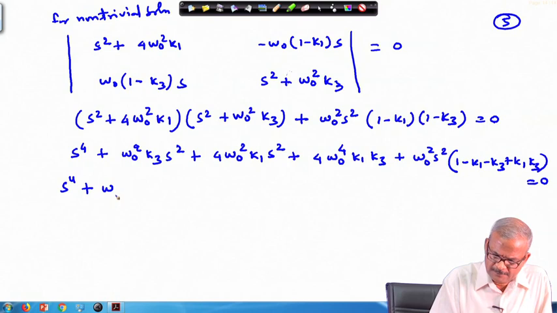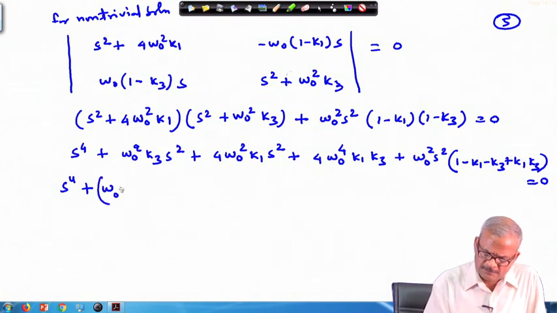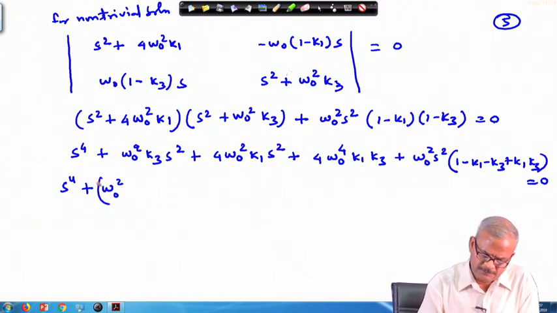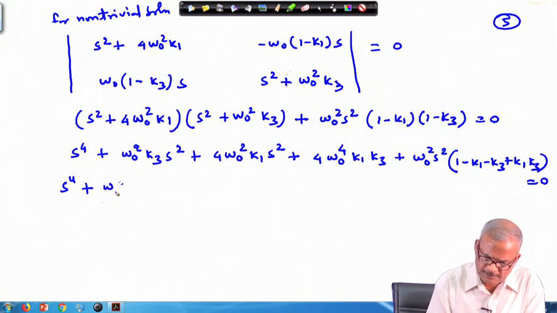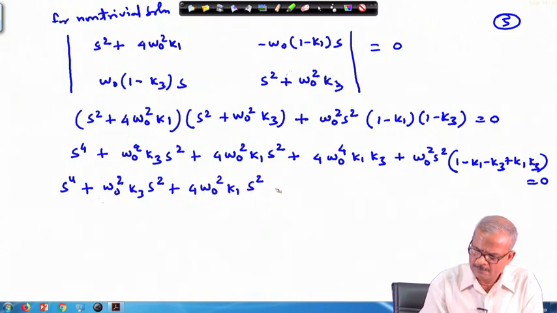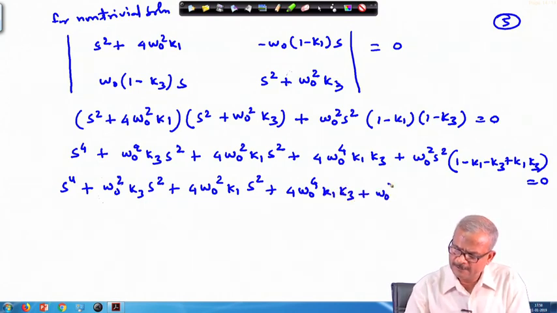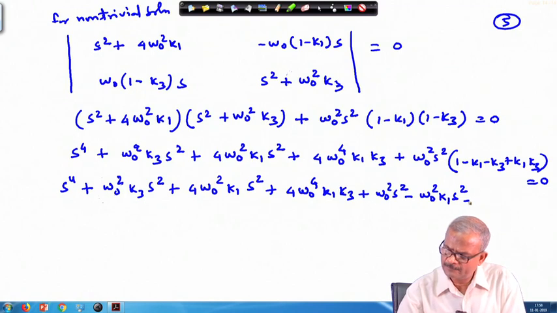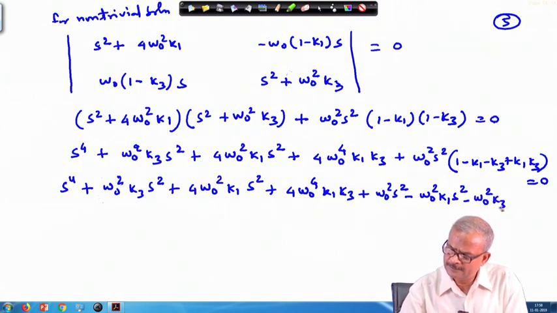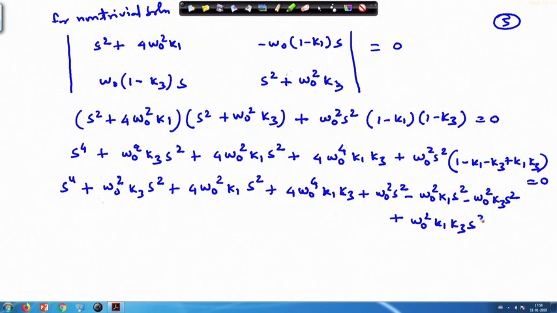So, few more steps are required to get hold of all these things. Omega 0 square, still we keep it like this, s square plus k 1 times k 3, and then expand it: omega 0 square s square minus omega 0 square k 1 times s square minus omega 0 square k 3 times s square plus omega 0 square k 1 k 3 times s square, this equal to 0.